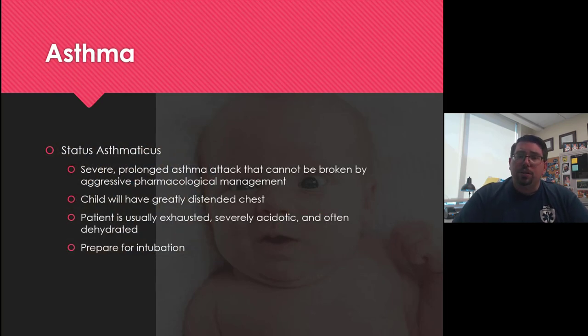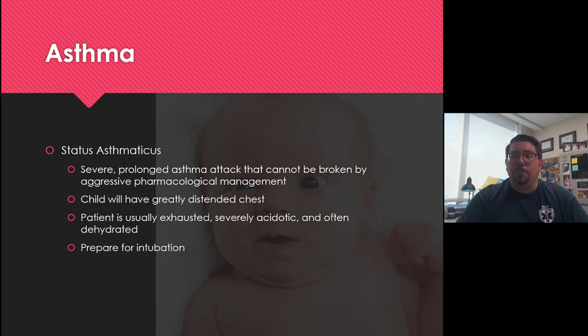Now, one of the major concerns we have with an asthma attack is when that asthma attack will not break based off normal pharmacological interventions. So we have to define what that is: status asthmaticus. It is a severe prolonged asthma attack that cannot be broken by aggressive pharmacological management or medications. The child will have a greatly distended chest because of the significant air trapping and the inability to exhale that air volume out. And the patient will generally look exhausted, severely acidotic, and most of the time dehydrated.